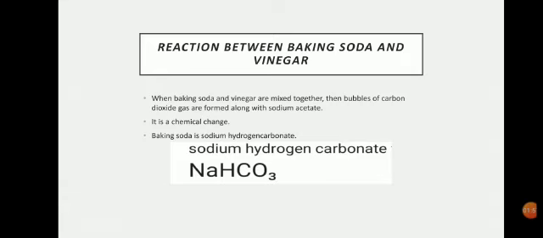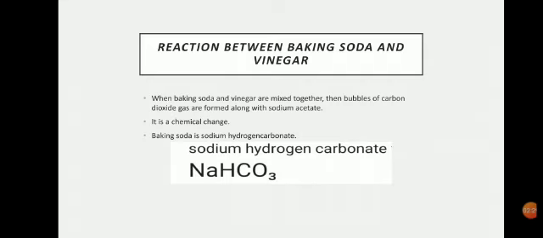Now take about 5 to 10 ml of vinegar in a test tube, and into that you add a pinch of baking soda. What is the chemical name of baking soda? The chemical name of baking soda is sodium hydrogen carbonate. Here you can see the chemical formula is also given. It's NaHCO3. And acetic acid, what is the formula of acetic acid? I have not given it over here. It is CH3COOH, right? So we will discuss that later.